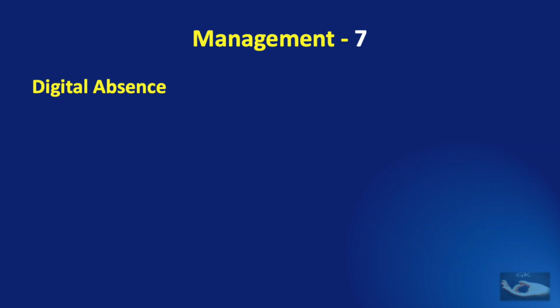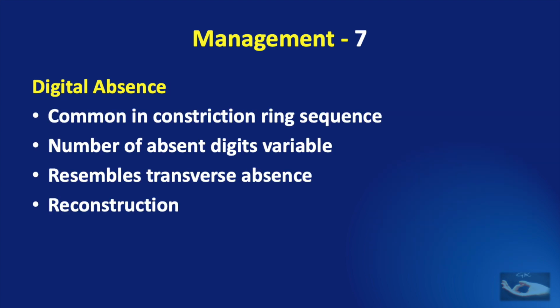Digital absence due to amputation is common in constriction ring sequence. The number of absent digits is variable and it resembles a transverse absence. Reconstruction can be done according to the principles of reconstruction of amputated digits or short digits. These are discussed in the segment on reconstruction of the thumb.